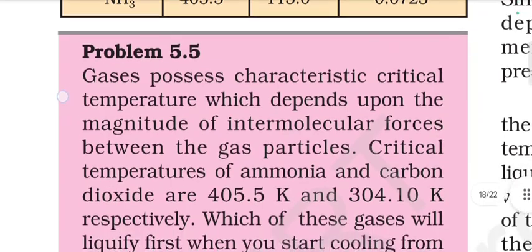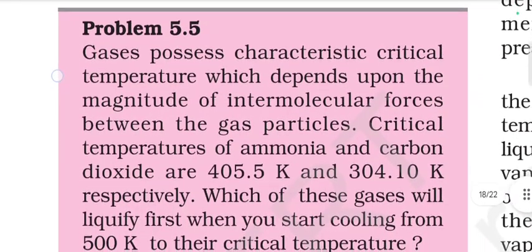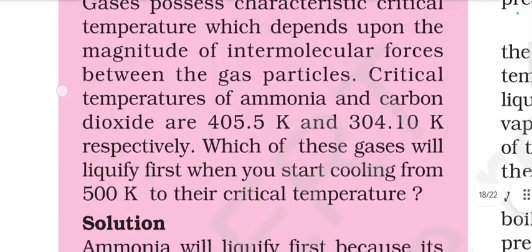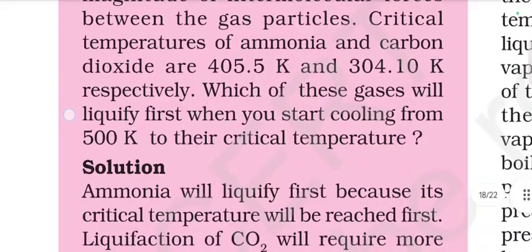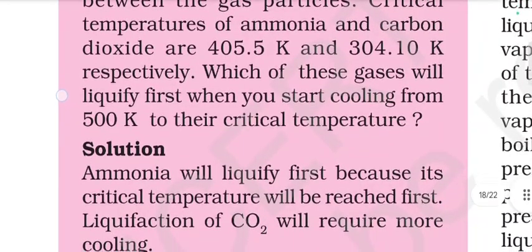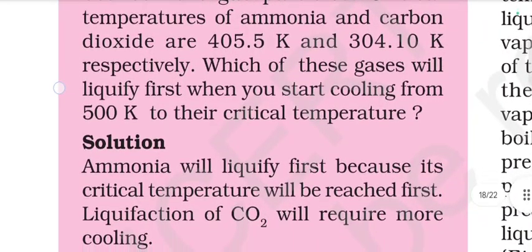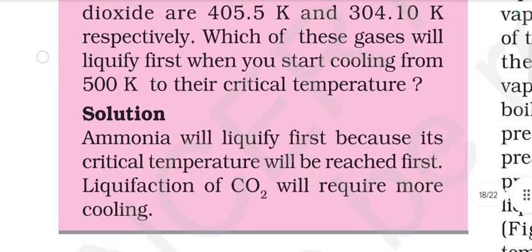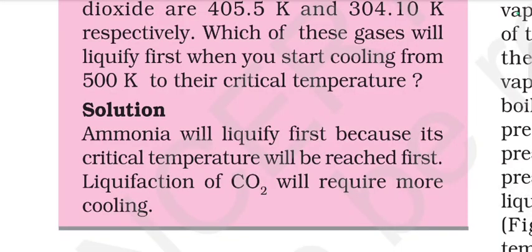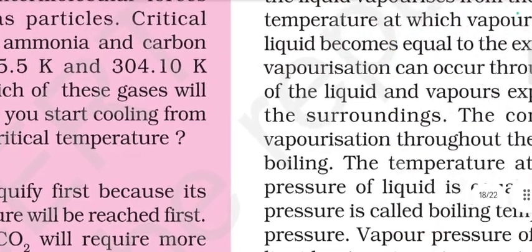Problem 5.5. Gases possess a characteristic critical temperature, which depends upon the magnitude of intermolecular forces between the gas particles. Critical temperatures of ammonia and carbon dioxide are 405.5 Kelvin and 304.10 Kelvin respectively. Which of these gases will liquefy first when you start cooling from 500 Kelvin to their critical temperature? Solution. Ammonia will liquefy first because its critical temperature will be reached first. Liquefaction of CO2 will require more cooling.